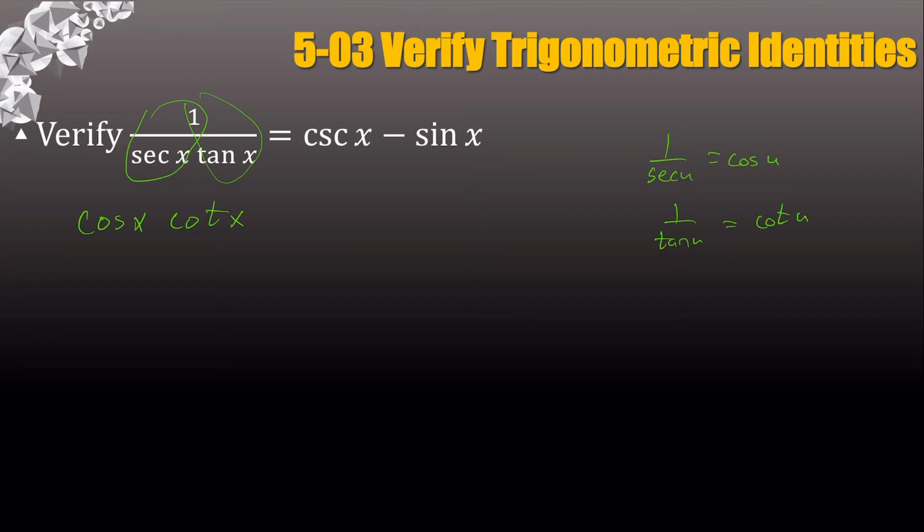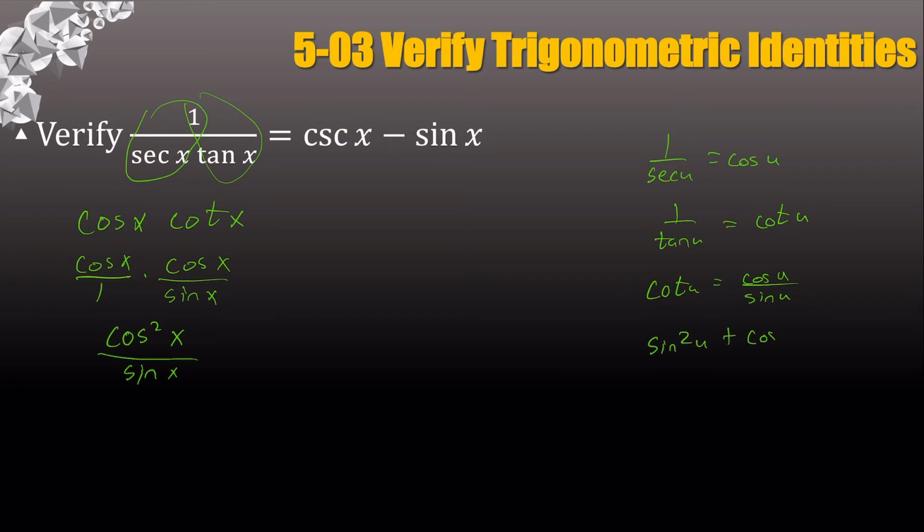So what could we do? Maybe we could write these as all sines and cosines. I know cotangent is cosine over sine. So I have cosine over 1 and cosine over sine. On top, that would give me cosine squared. Oh, but I know that sine squared plus cosine squared equals 1, so cosine squared must be 1 minus sine squared. So on the top, I can write it as 1 minus sine squared.